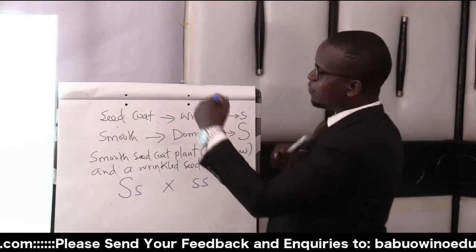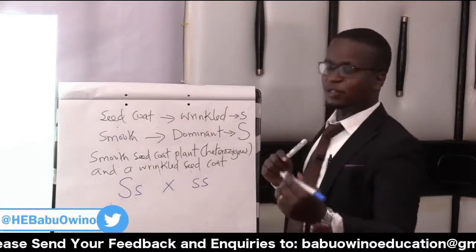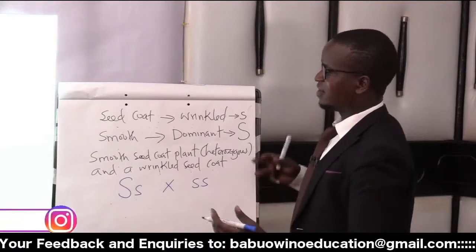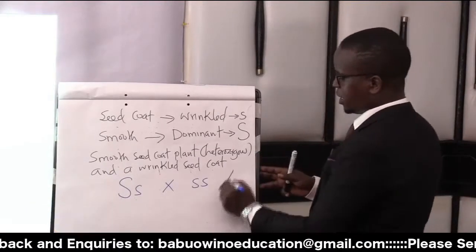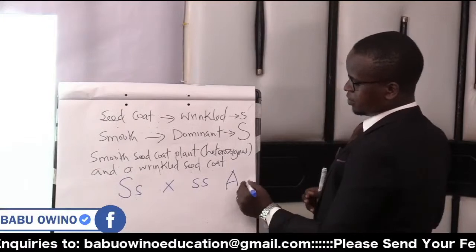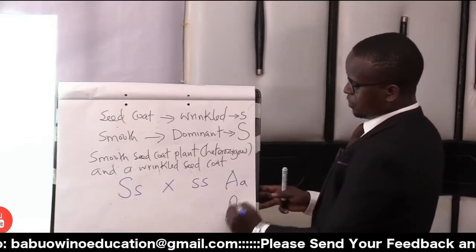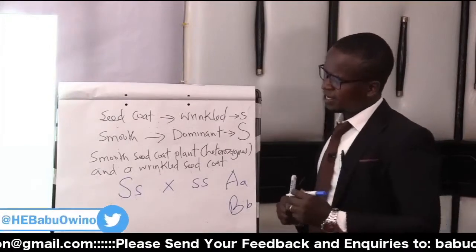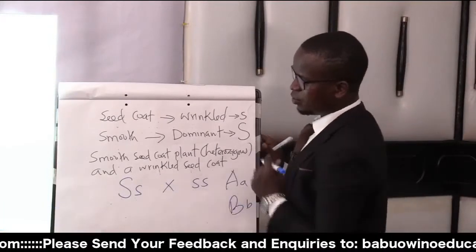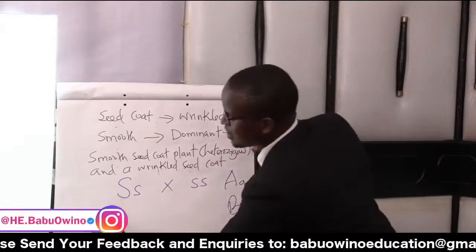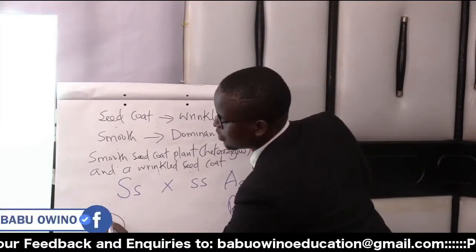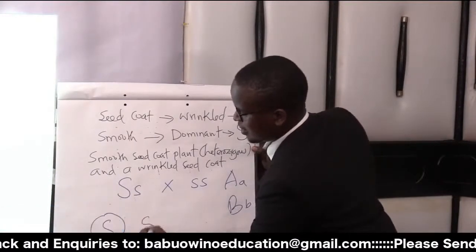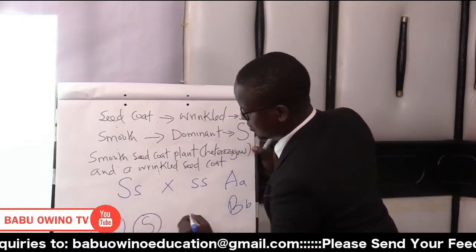Remember, for most letters, we always represent capital letters and small letters differently. For example, if it is capital A, this is capital A, and this is small a. If it is capital B, it is this, and this is small b. But the problem we always have here is that a student can begin so well, and then when you come to the gametes, the student decides to represent capital S there. The student forgets and now does this.